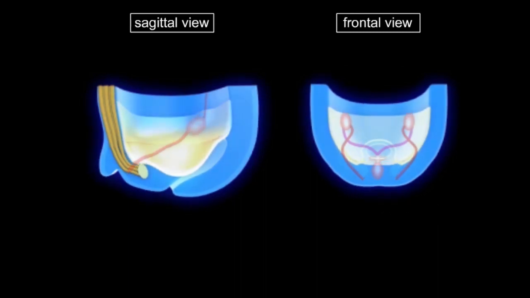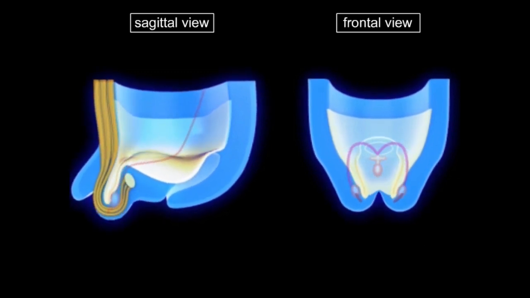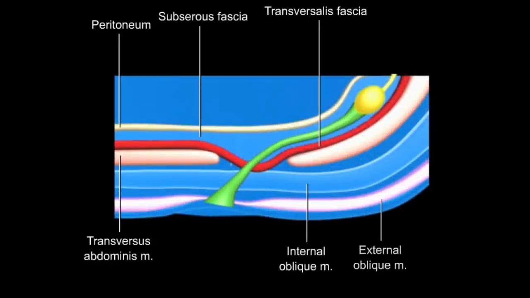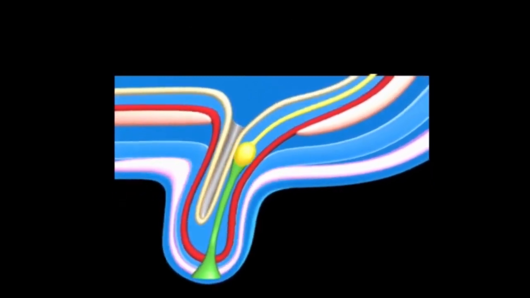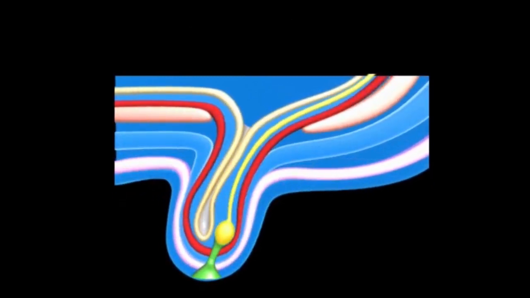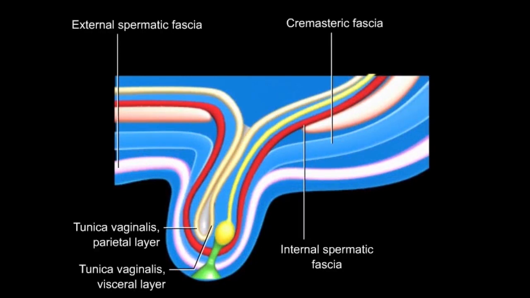In males, the inguinal canal provides a path for the testes to descend into the scrotum. This process is associated with the growth of the embryo, the atrophy of the paramesonephric ducts, and the influence of testosterone. The processus vaginalis is an evagination of the peritoneum that herniates through the abdominal wall, carrying with it the layers of the abdominal wall which form the coverings of the testes and spermatic cord.